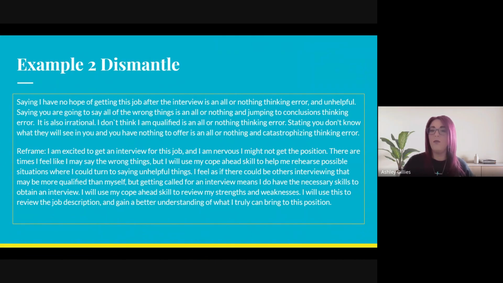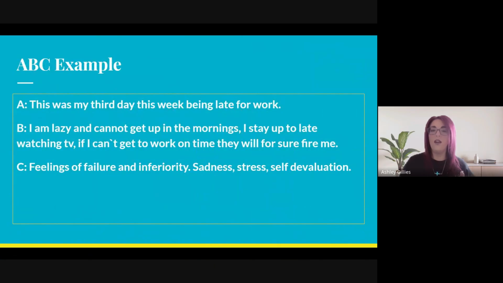We'll go into a little bit more detail in the next one because I wanted to leave that one for you to kind of get your wheels turning. So our last example was: activating event, situation: this was my third day this week being late for work. Belief system: I am lazy and cannot get up in the mornings. I stay up too late watching TV. If I can't get to work on time, they will for sure fire me. Consequence: feelings of failure and being inferior, sadness, stress, and devaluating ourselves. Again, we could go on and on.